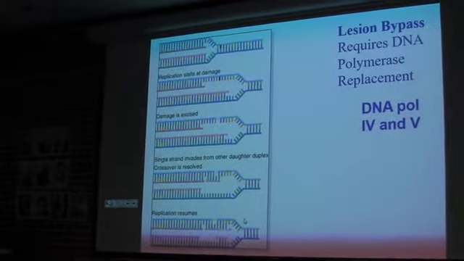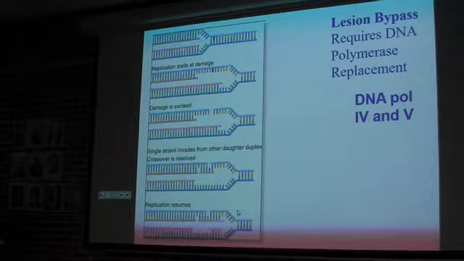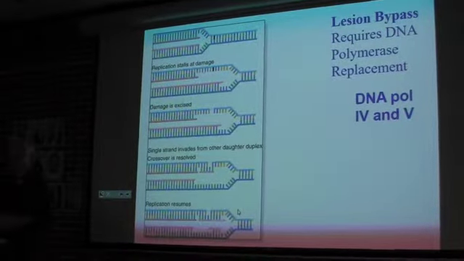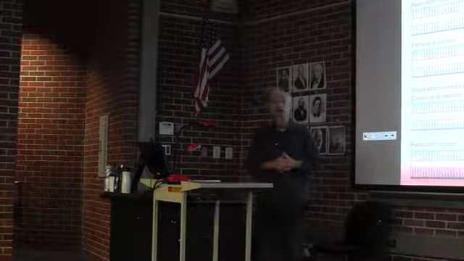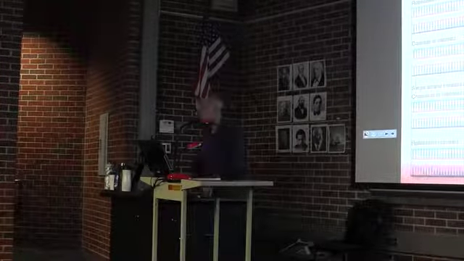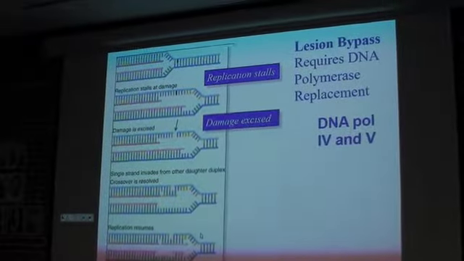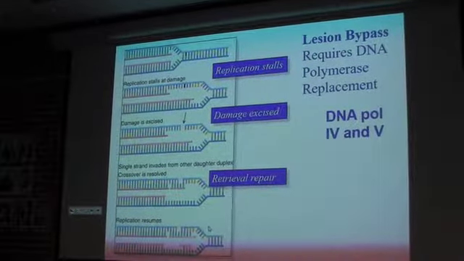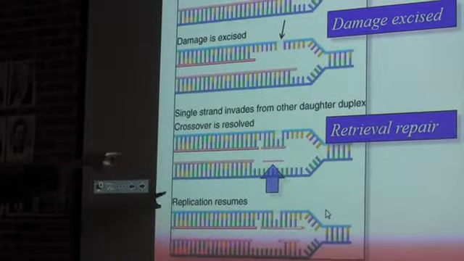So what you need to know at this level, before we get into the real nitty-gritty, is which of the polymerases are devoted to this repair bypass type of reaction when you have a lesion, and that would be 4 and 5. They are both error-prone, the rest are high-fidelity. Replication stall, damage excised. Retrieval repair, this is a neat little animation. This involves a recombination-like event. RecA is involved here.